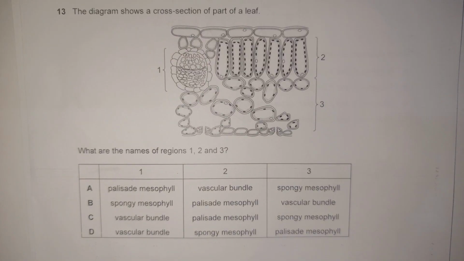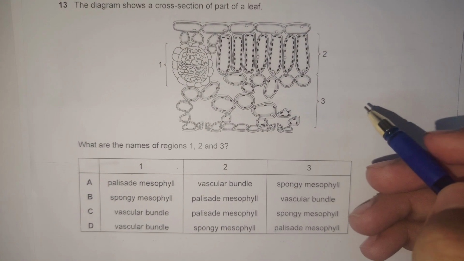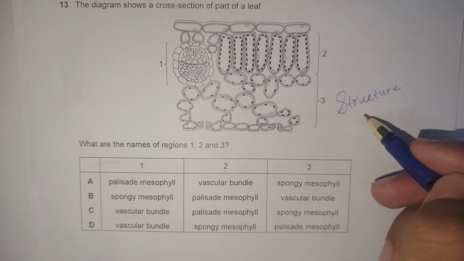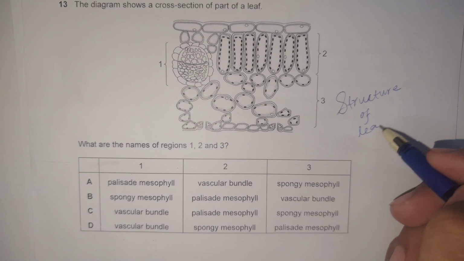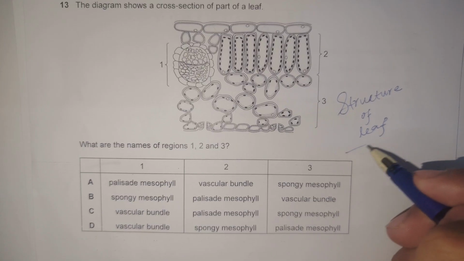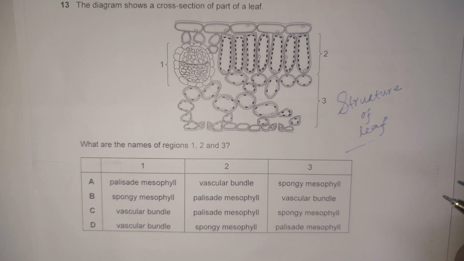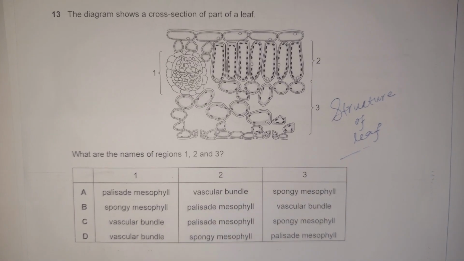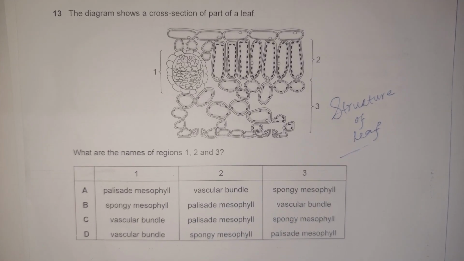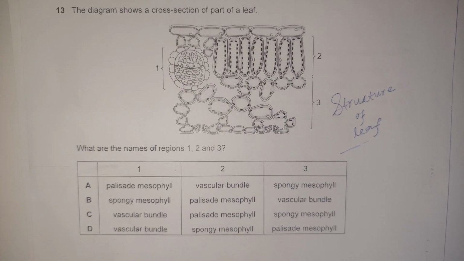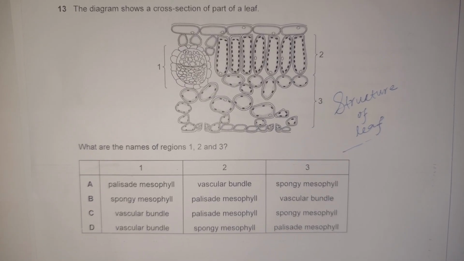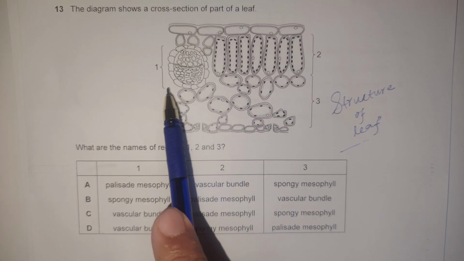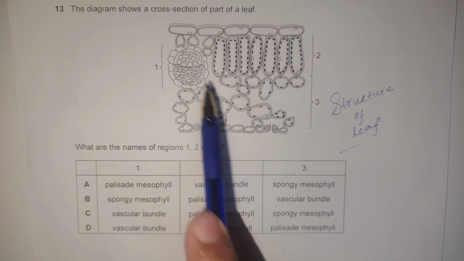Dear students, it is a question that is related to the structure of a leaf. I request you that before solving these types of questions, please learn the structure of the leaf carefully. Why? Because if you know the structure of the leaf, you can easily solve this type of question. Otherwise, you may not be able to solve it correctly. Because these are the parts and you should know which part is present here or here or here.